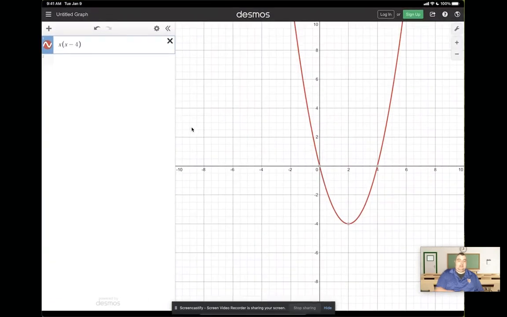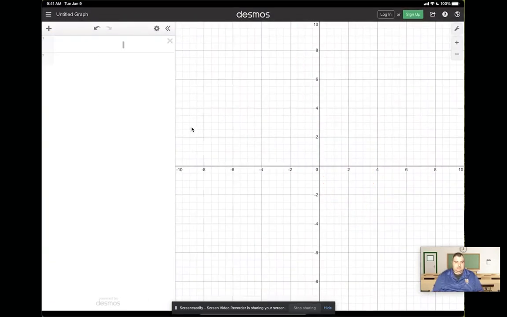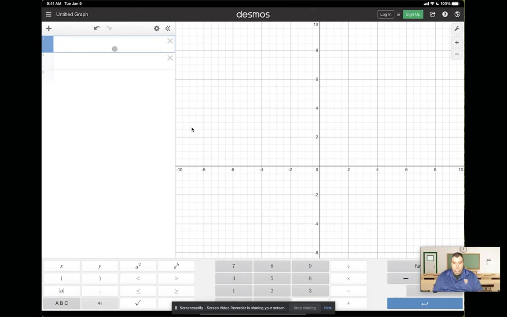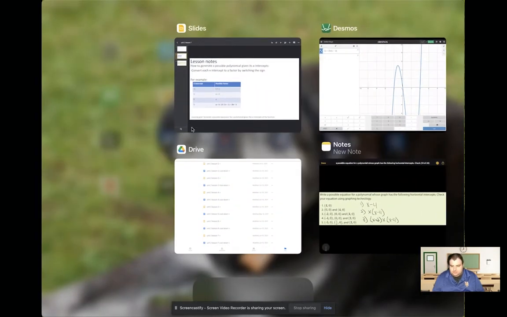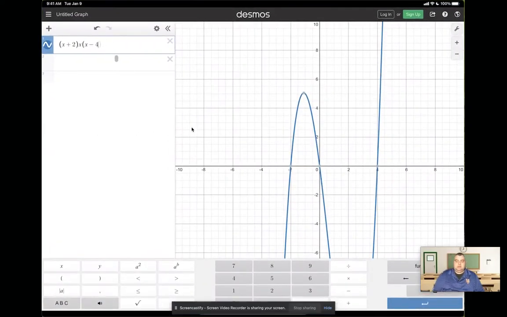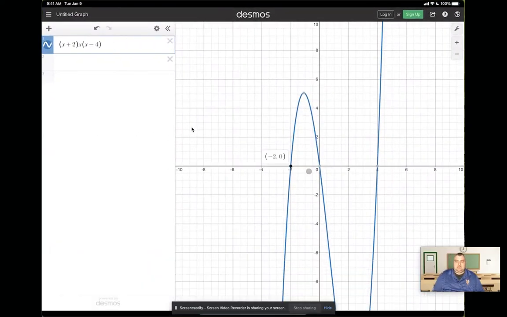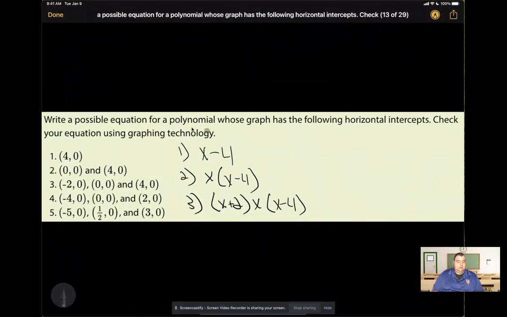Let's check that on Desmos. So x plus 2 times x times x minus 4. Was that the right polynomial? Yes. Notice it has x-intercepts at -2, 0, and 4. So it works.